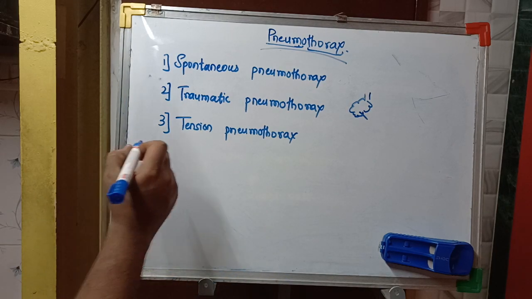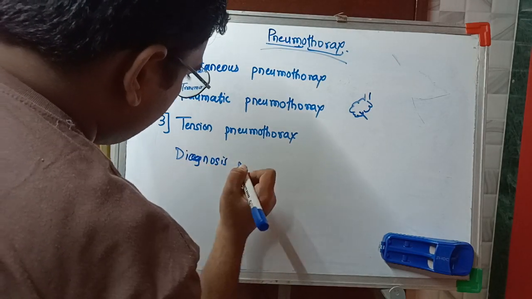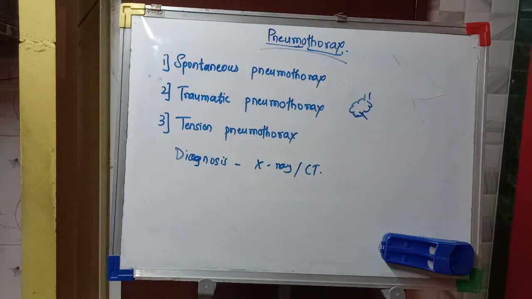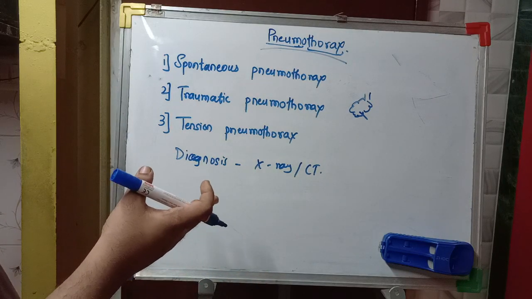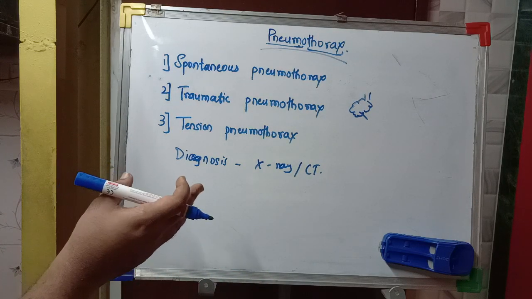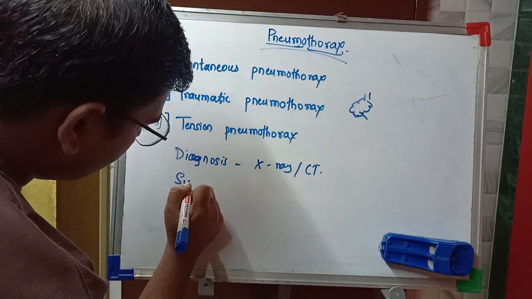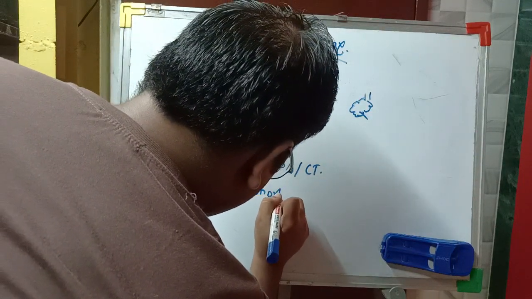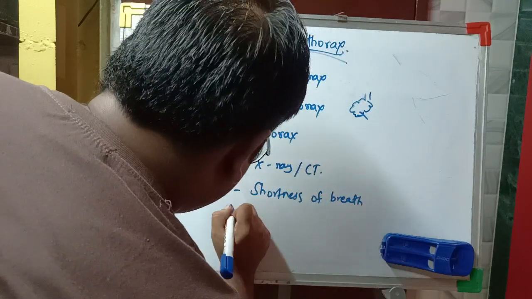So the diagnosis of pneumothorax is through X-ray or CT scan. Okay. In the X-ray, there will be an image which the doctor will interpret to see that the lungs are collapsed. Then the symptoms of pneumothorax are shortness of breath and chest pain.